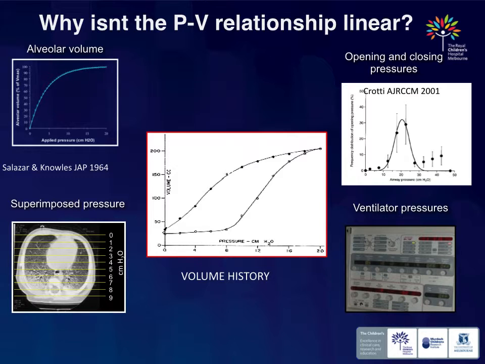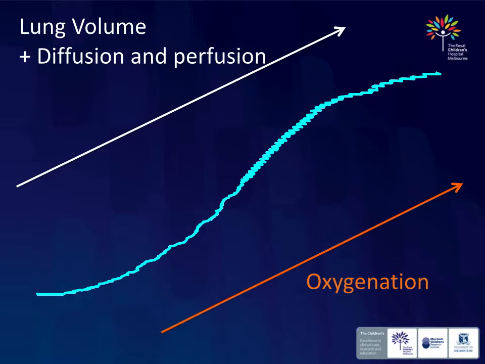The ventilator pressures can be variable, and the opening and closing pressures, the pressure where we suddenly start to get recruitment in the alveolus and the pressure where recruitment stops, are not even throughout the lung. They're normally distributed. So some alveoli will open at a low pressure and some will need a very high pressure to open. Conversely, they will close at different pressures.